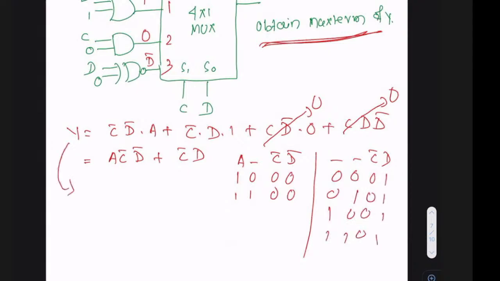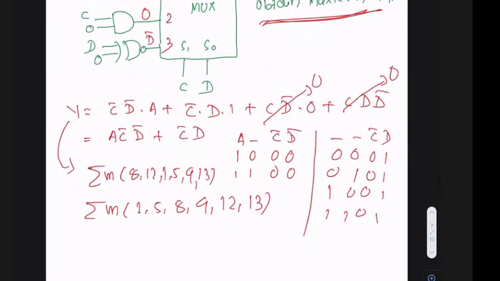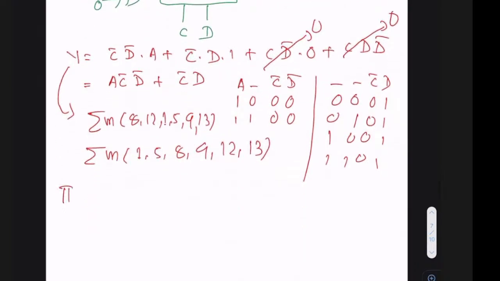So for this Y, if I ask you what the min terms are, the min terms are 8, 12, 1, 5, 9, 13. That is the min terms. If I rearrange it: 1, 5, 8, 9, 12, and 13. These are the min terms. But the question is to find the max terms. If these are the min terms, then the remaining missing indices between 0 to 15 will be the max terms.